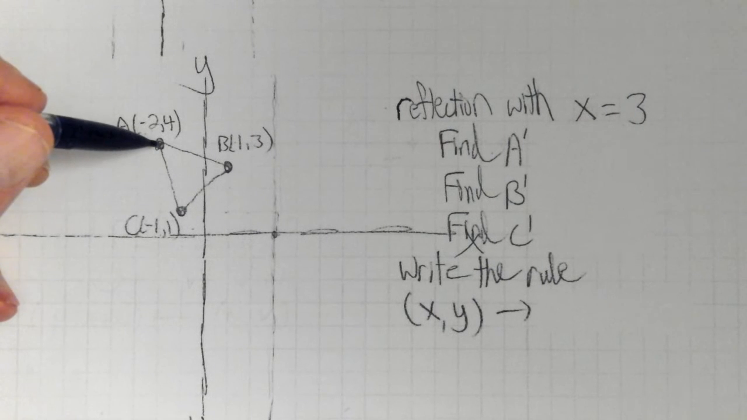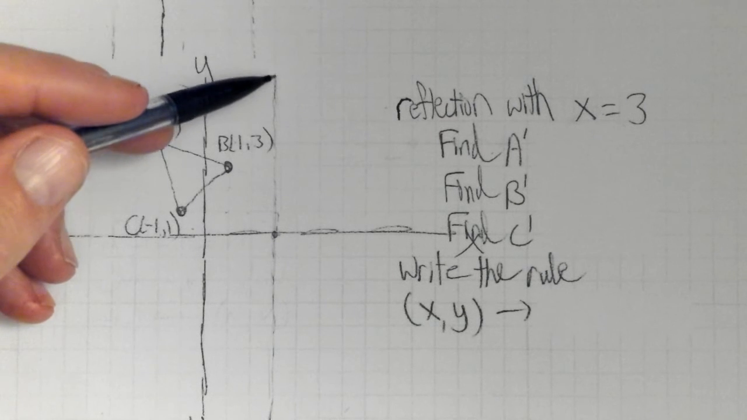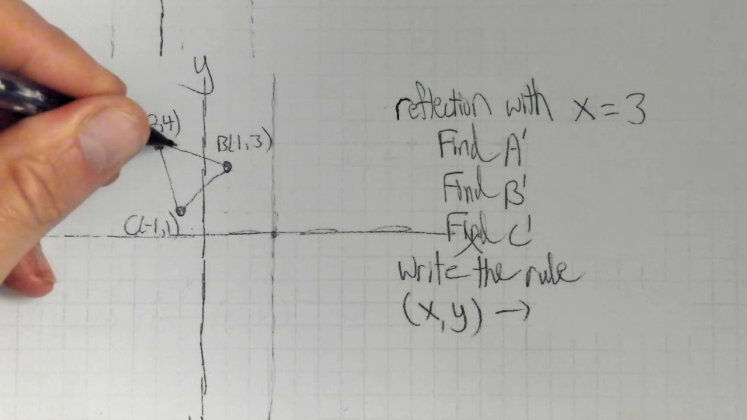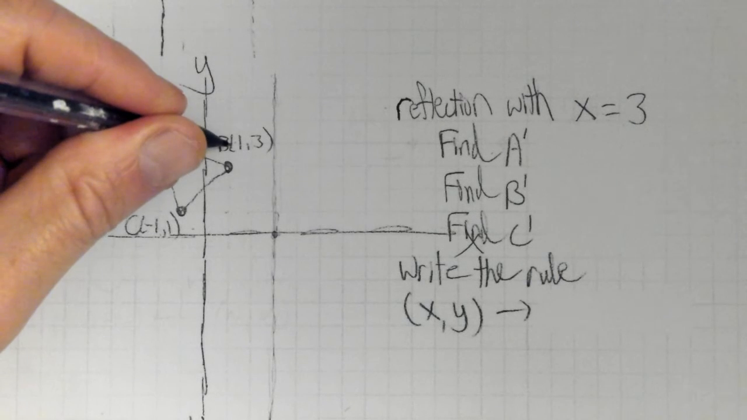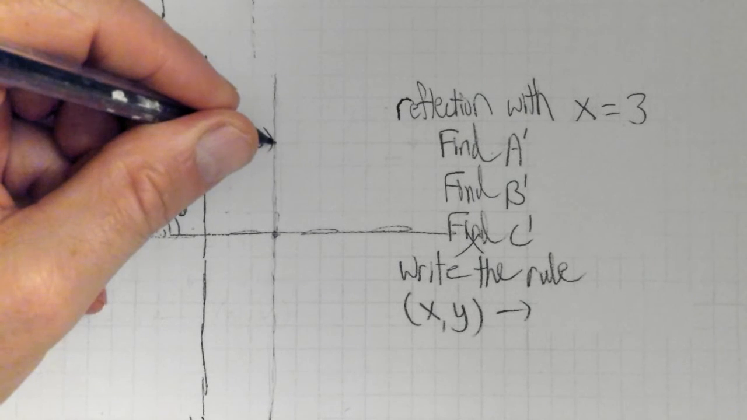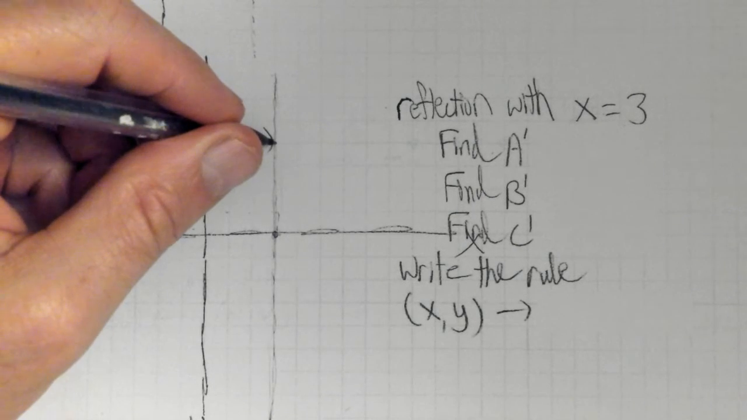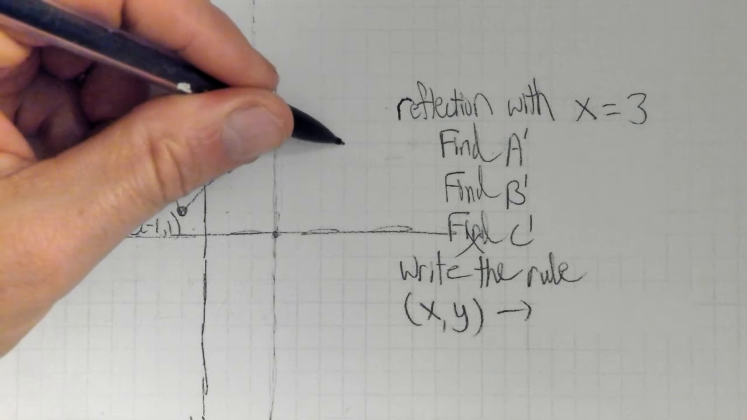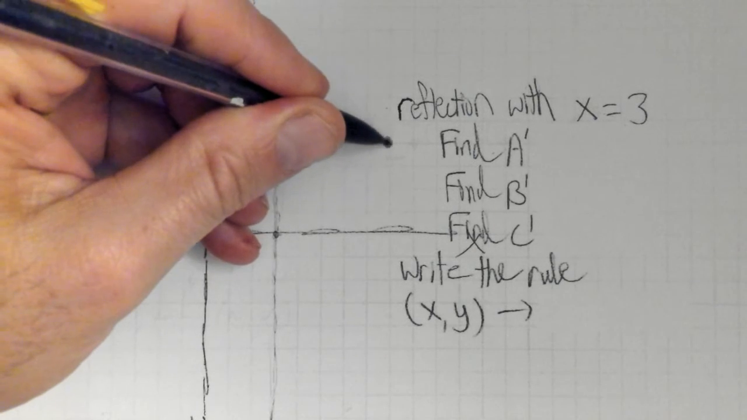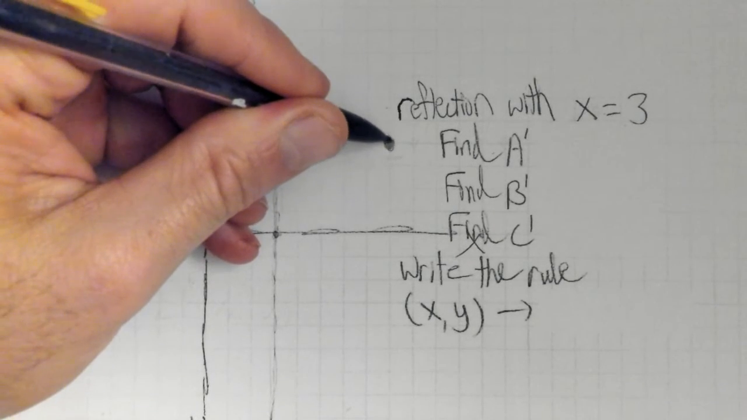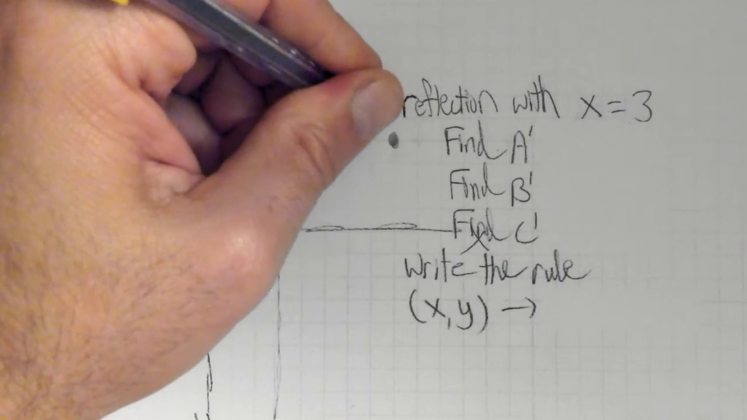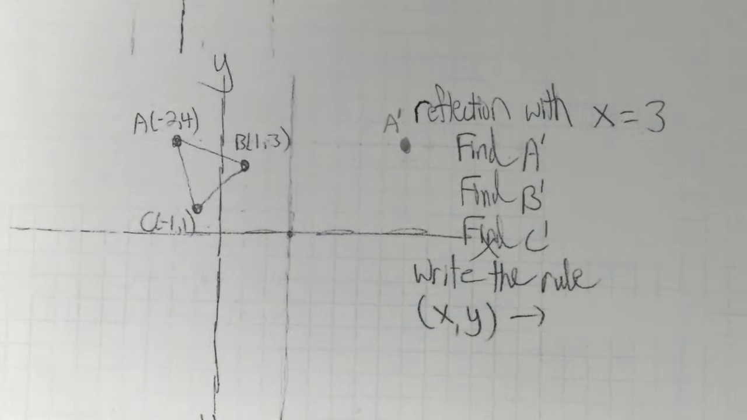So, with A, the first thing that we need to do is see how far A is away from the line of reflection, meaning this line. When we count it, there's 1, 2, 3, 4, and 5. So A is 5 away. So A prime is going to be 5 away in the opposite direction. 1, 2, 3, 4, and 5. Alright, there is the point for A prime.